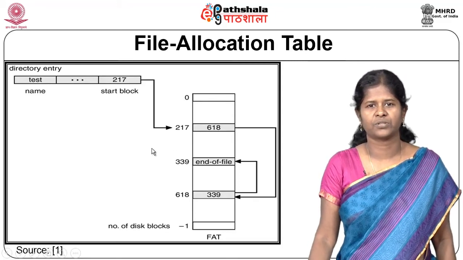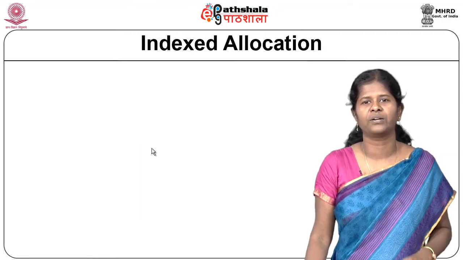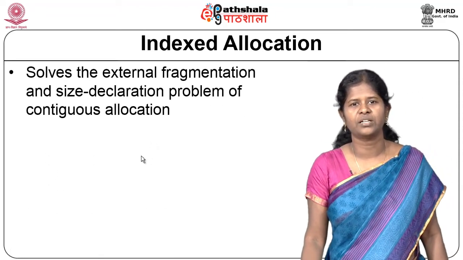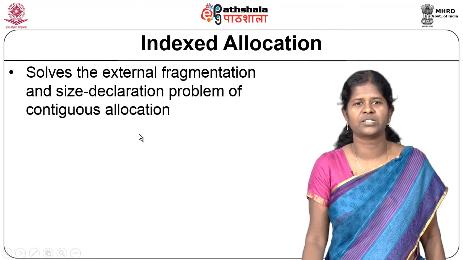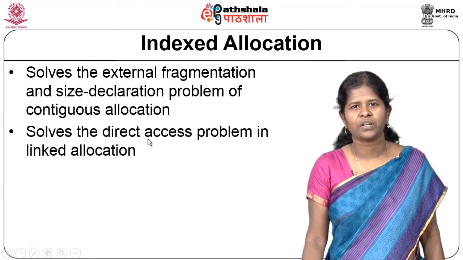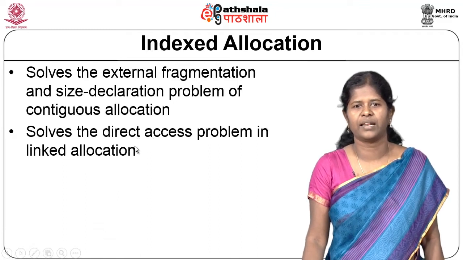Now we move on to the next type of allocation, called indexed allocation. Indexed allocation solves the external fragmentation and size declaration problem of contiguous allocation. It also solves the direct access problem in linked allocation.